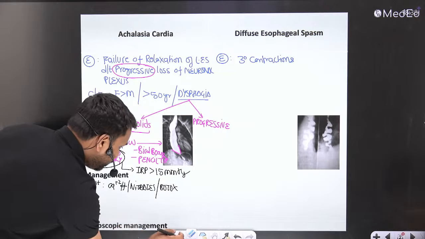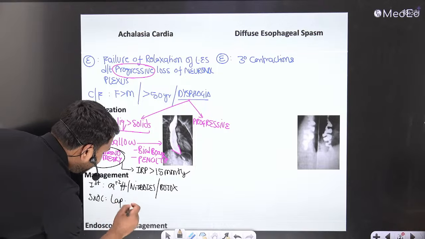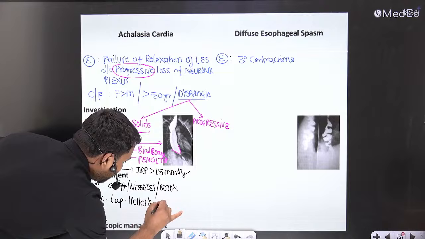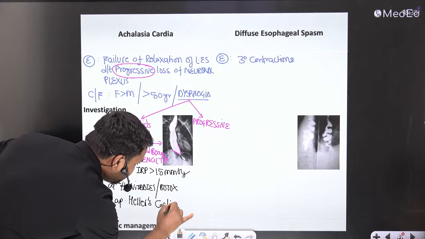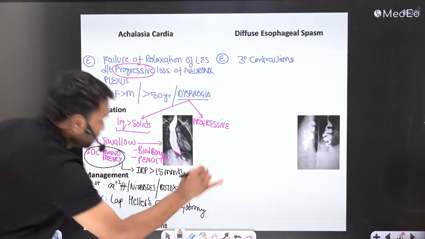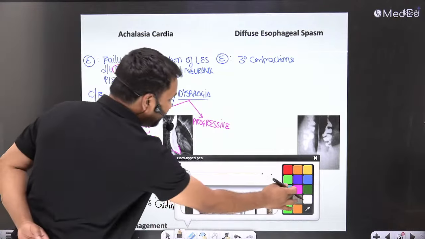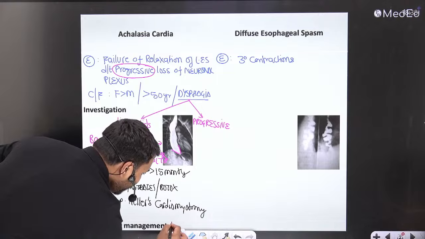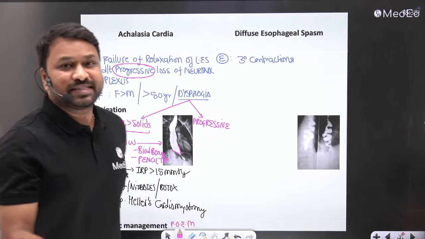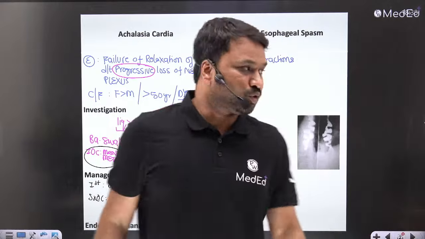So the surgery of choice is laparoscopic Heller's cardiomyotomy. The latest management, the endoscopic management that we have, is called POEM. POEM stands for per oral endoscopic myotomy. The same myotomy can be performed with the help of an endoscope rather than with laparoscopy.